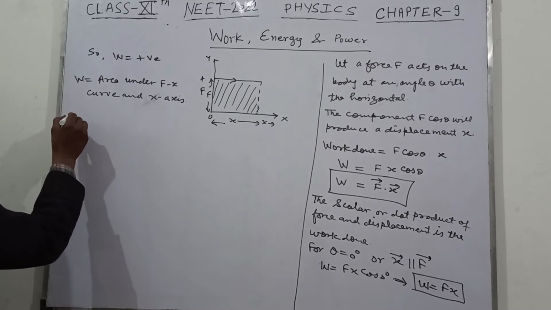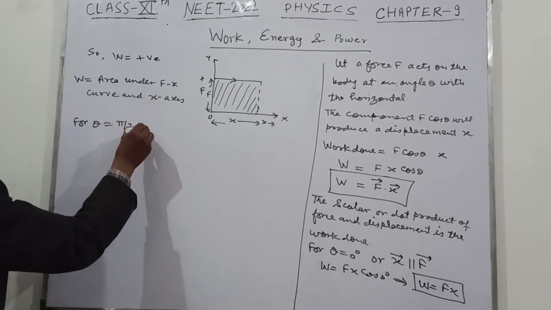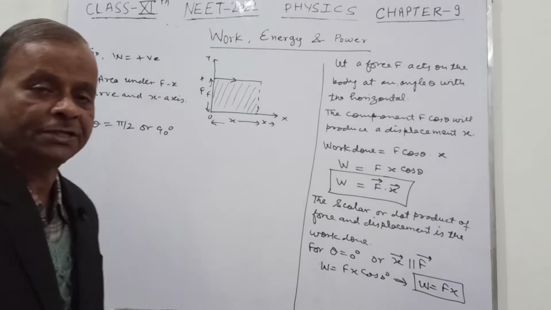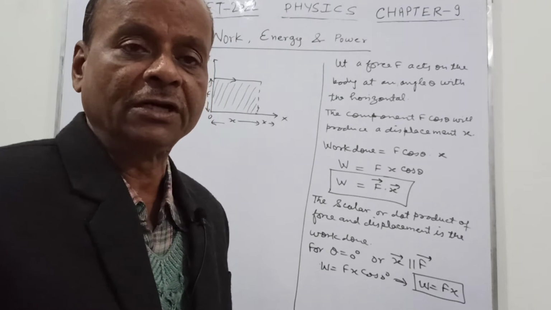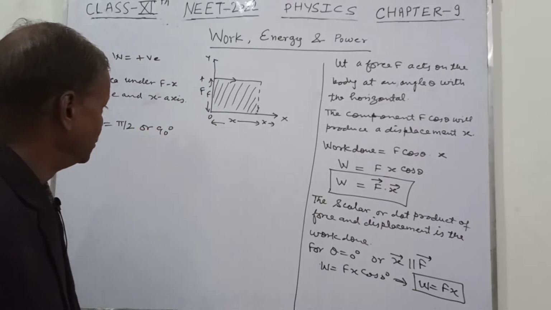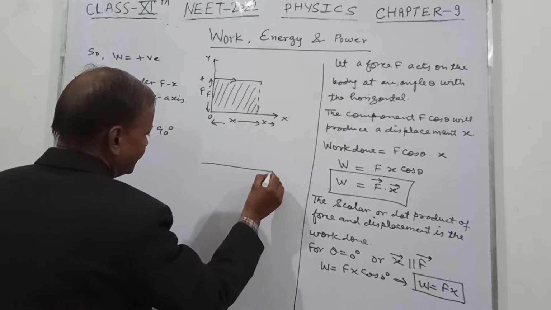And now we'll have this for theta equal to pi by 2, or 90 degrees. It means that the force is applied in the perpendicular direction. The displacement is produced in the perpendicular direction of the force. So this is how. Suppose this is a body.